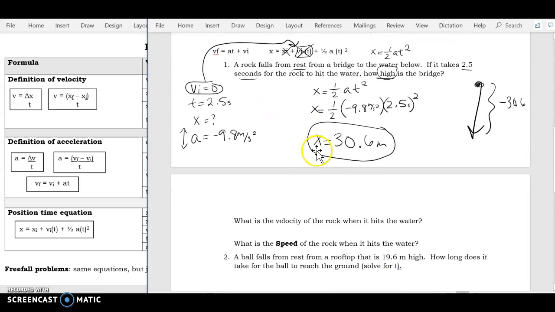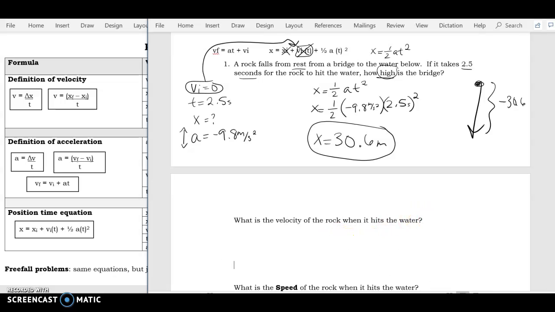All right, then it says, what is the velocity when the rock hits the water? So you have the same information up here, but now we want to know VF. Okay, so we still have gravity. We still know that the initial velocity is 0. And we know that it falls for 2.5 seconds. So I'm going to choose VF equals VI plus AT. Remember that A is going to be your G, your gravity.